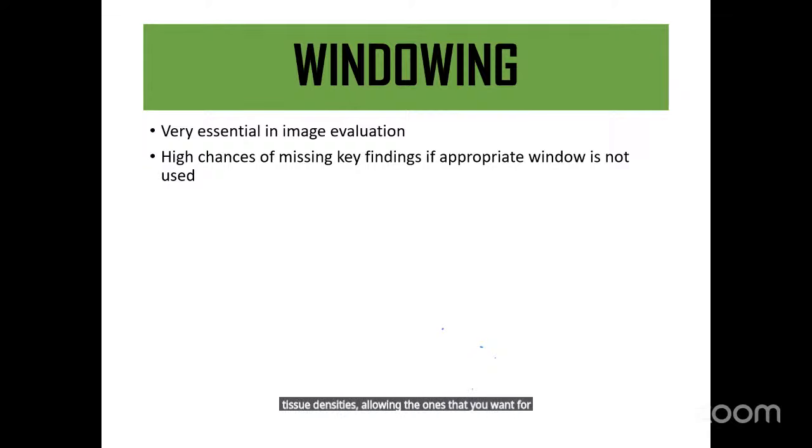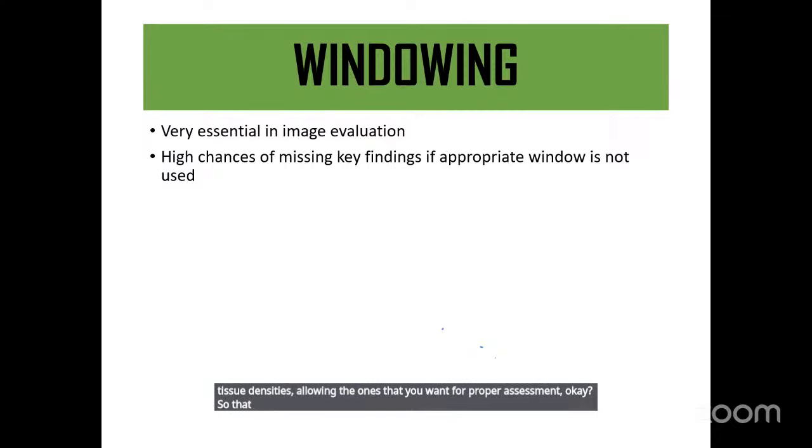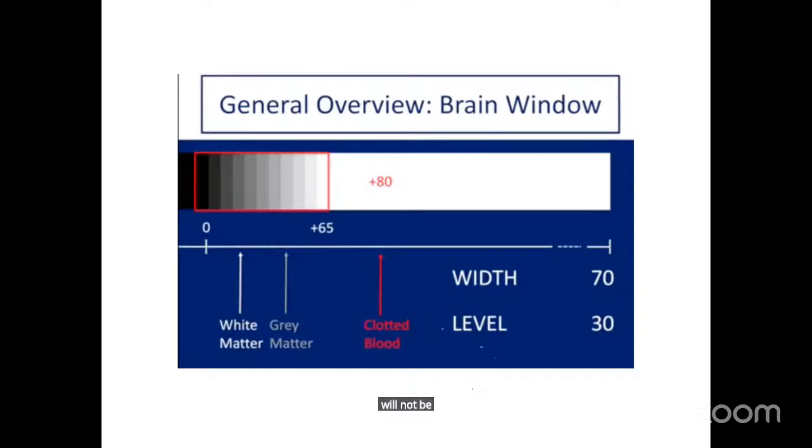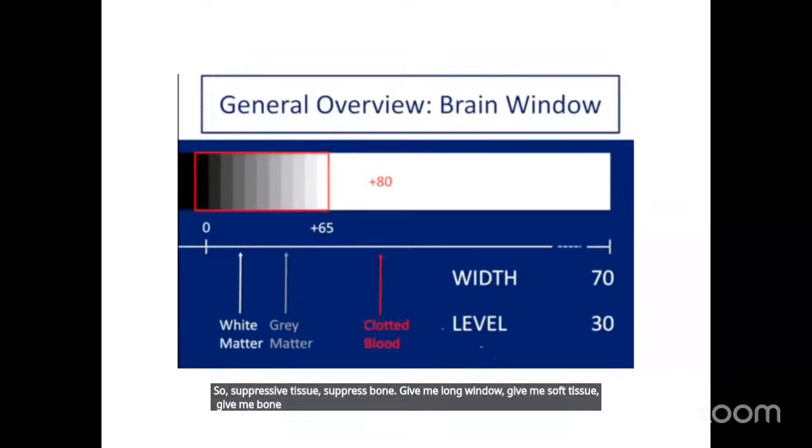proper assessment. Okay, so that those other normal tissues that you're not interested in will not be confusing your visualization, what we call visual acuity. All right, is that understood? So we can say, please give me a lung window. So suppress soft tissue, suppress bone, give me lung window, give me soft tissue window, give me bone window, and so on and so on and so forth.